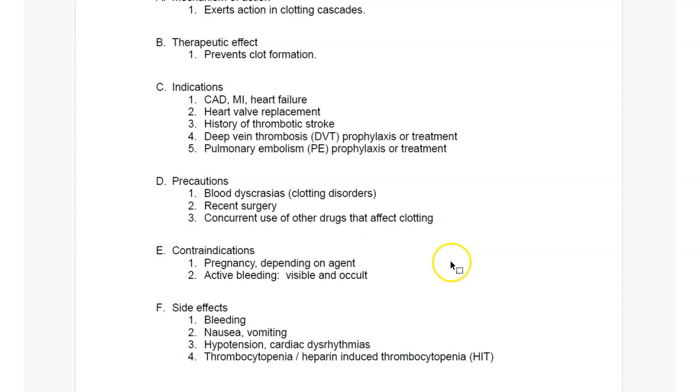So side effects of anticoagulants include bleeding, nausea, vomiting, hypotension or low blood pressure, cardiac dysrhythmias, and it can also lead to thrombocytopenia, more specifically heparin-induced thrombocytopenia or HIT. So this is basically a specific thing that can happen to patients who are put on heparin. And you'll notice it by a significant decline of the patient's platelet level. So thrombocytopenia means low platelet levels.